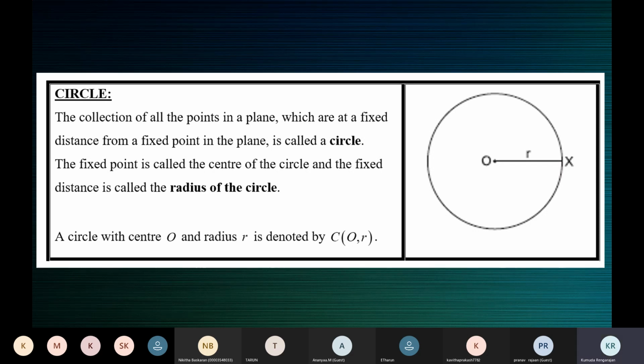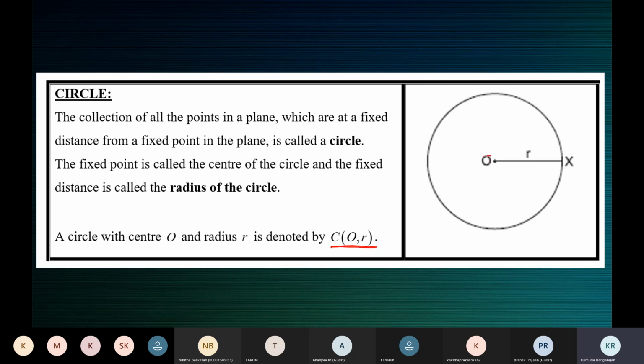What is meant by a circle? What is the radius of a circle? What is the center of a circle? Done, children? Yes, ma'am. Okay. And this one is read as circle with center O and radius R.